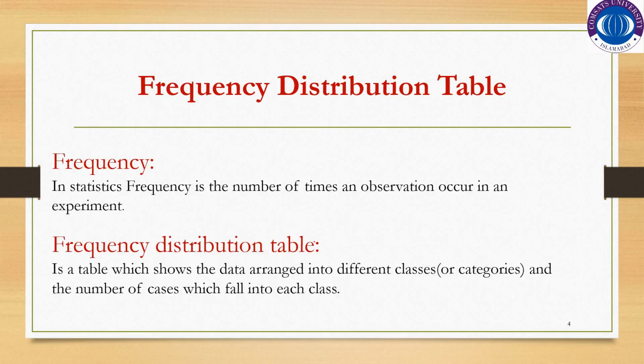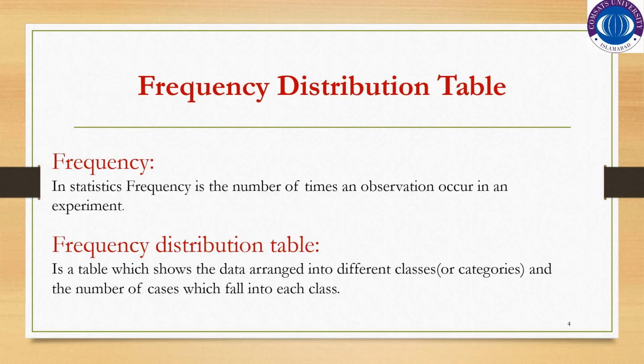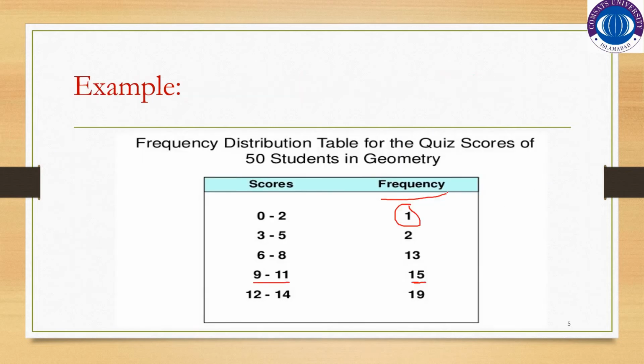What is frequency distribution table? A table that shows data arranged into different classes. In this table, we have data divided into different classes, arranged into different classes, and the number of cases which fall into each class. Also, we have number of students which lie in these classes. So, this is a frequency distribution table.